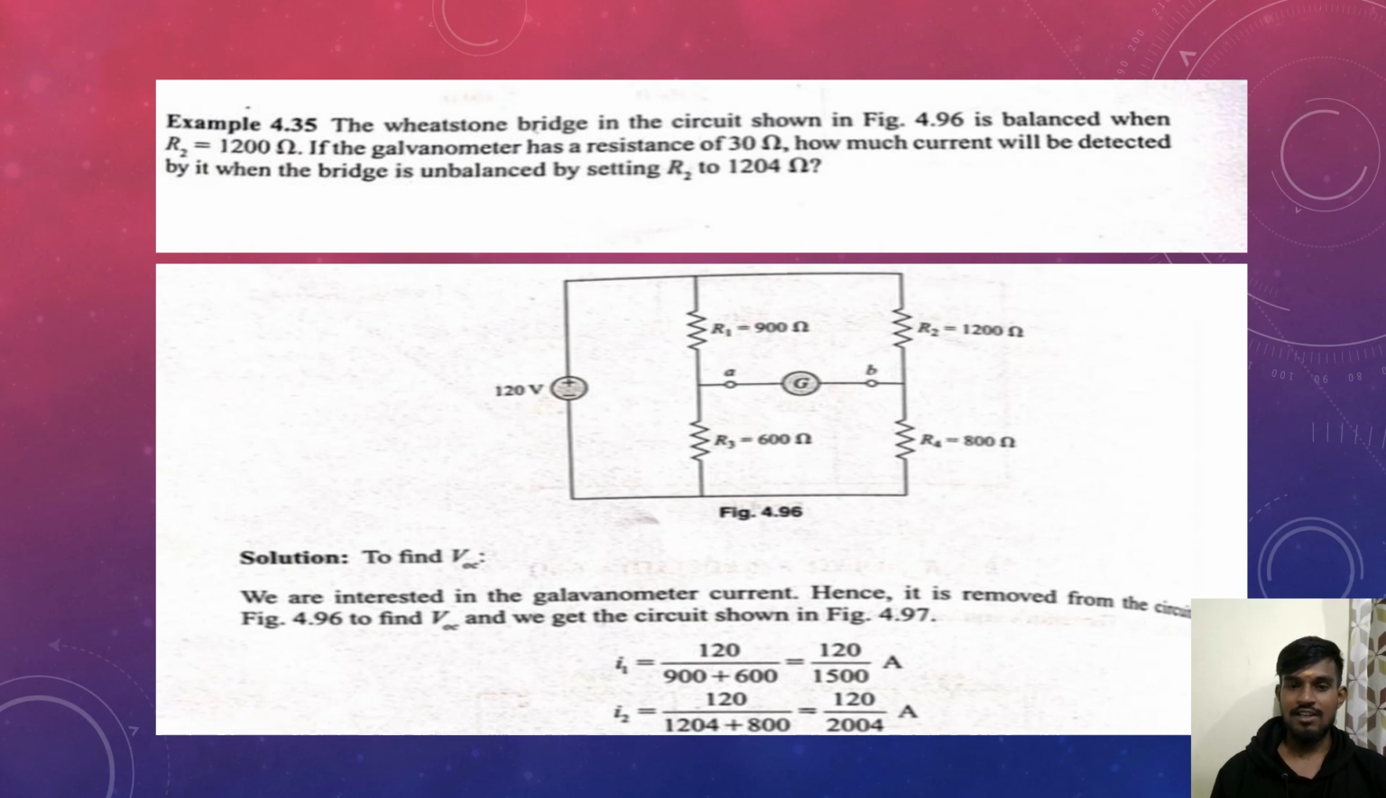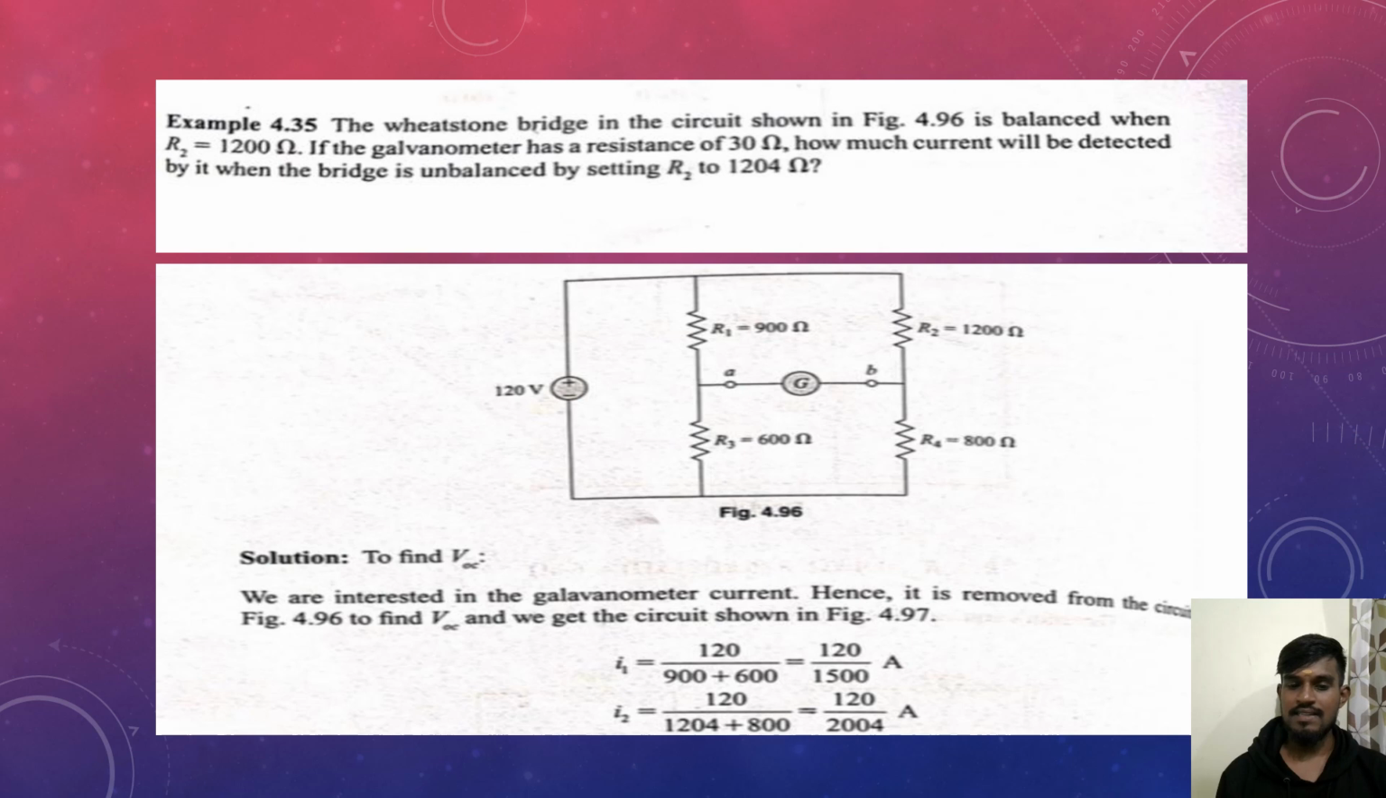There are two resistors, 900 ohms and 600 ohms, and 120 volts, and the other two resistors, R2 equal to 1200 ohms and R4 equal to 800 ohms, and galvanometer G, and the two points A and B. To find VOC, we are interested in the galvanometer current. Hence, it is removed from the circuit in figure 4.96 to find VOC, and we get the circuit shown in figure 4.97.